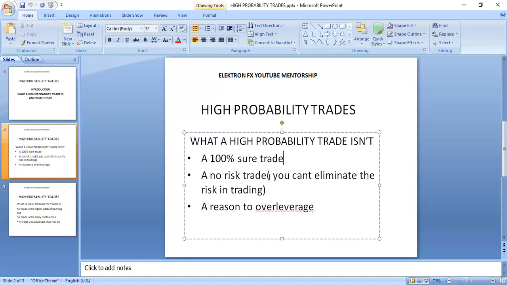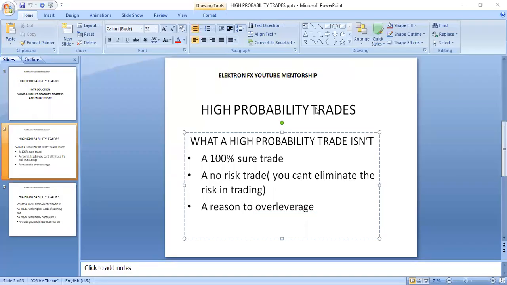All right. Now, a high probability trade is not a reason to over leverage. Back to the same thing. It's not a reason why you should over leverage.